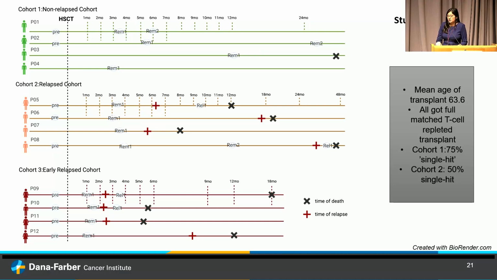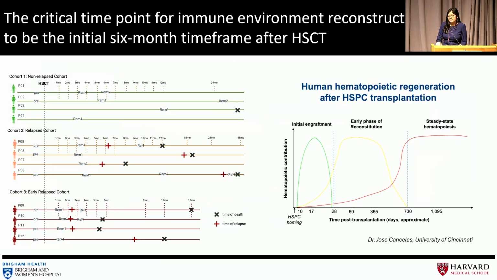So from cohort 1 and 2, all these patients got a uniform transplant regimen, a reduced intensity transplant with TAC methotrexate and T-cell replete grafts. There was representation of both single hit and multi-hit in both cohorts. And we focused on the 2 to 6 month, really the 3-month time point, to see if we could identify different immune signatures.